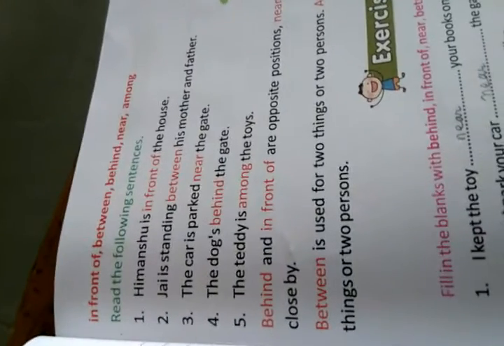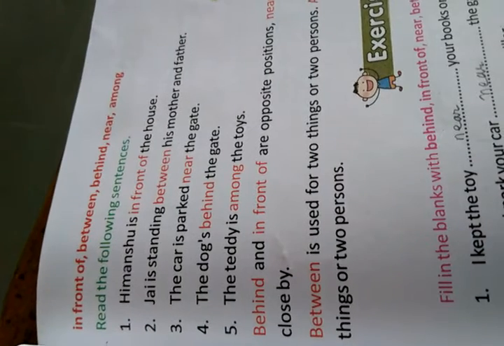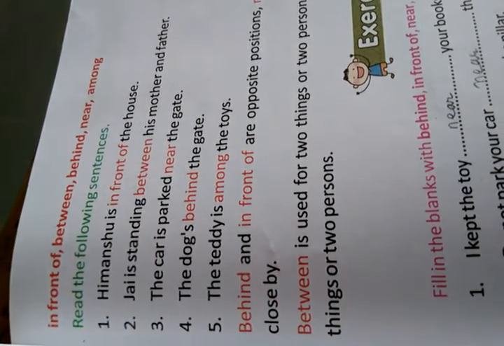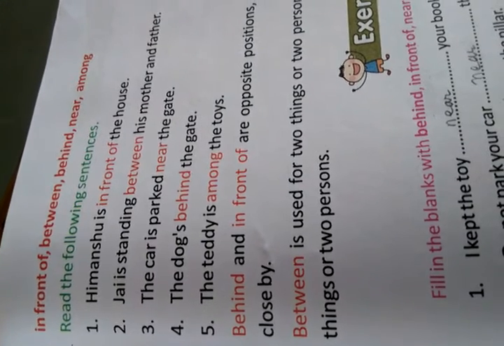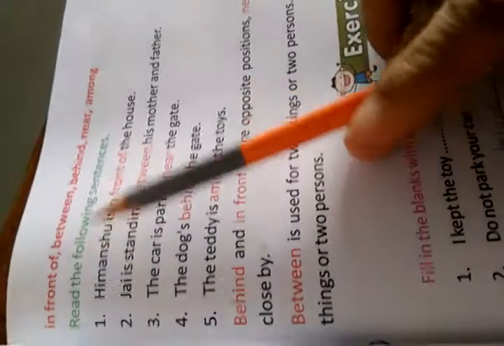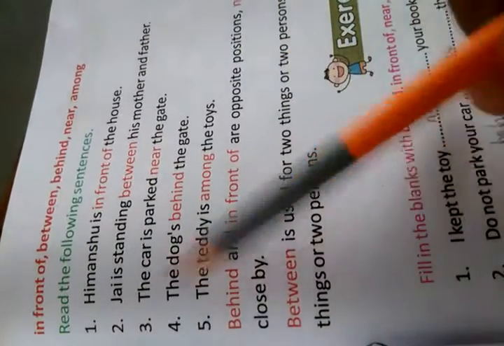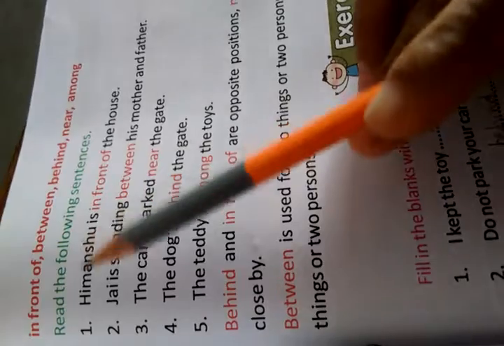So you have to do this one in your exercise book only. So in front of, between, behind, near, among. These words are also prepositions. So let's see the use of these prepositions. Okay, read the following sentences. You have to read the following sentences, and 5 sentences are given here.